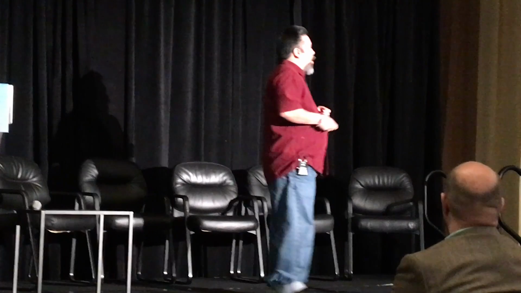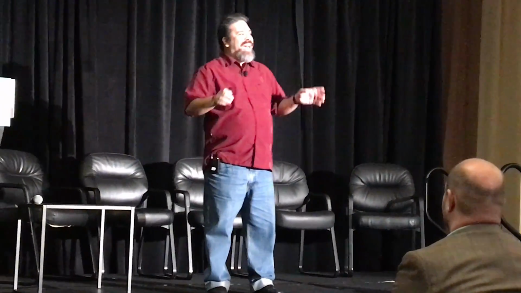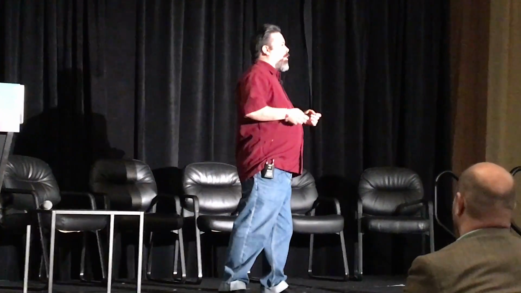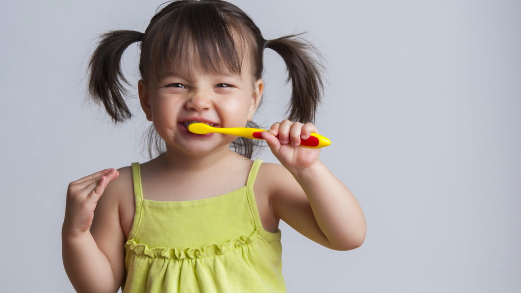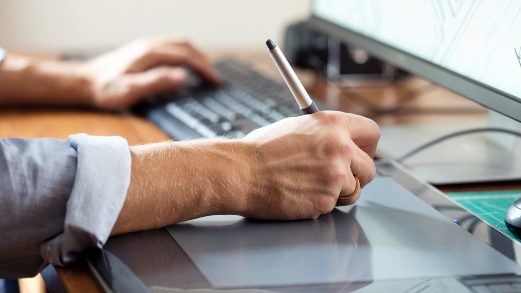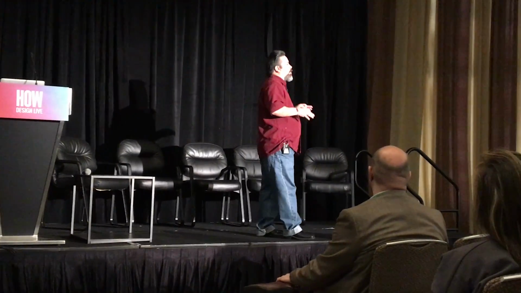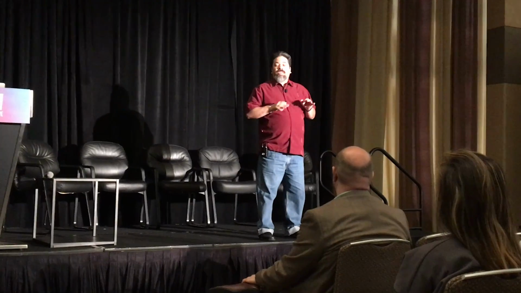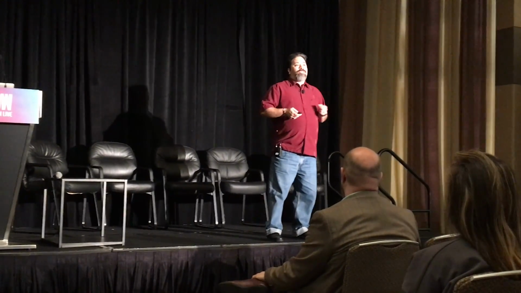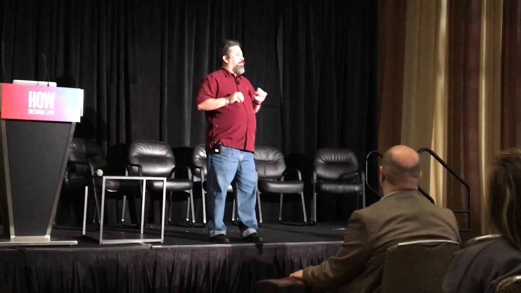So it got me thinking, what makes us efficient? What is the common character trait that we all in this room have in the various tasks and workflows that we carry through that makes us efficient? I don't care if you're brushing your teeth, doing some sort of recreational activity, doing your job as a designer, a modeler, retoucher, a UX designer, it doesn't matter. We all have a common characteristic that makes us efficient in those tasks. And as it turns out, it's because they're automatic. You don't think about them.